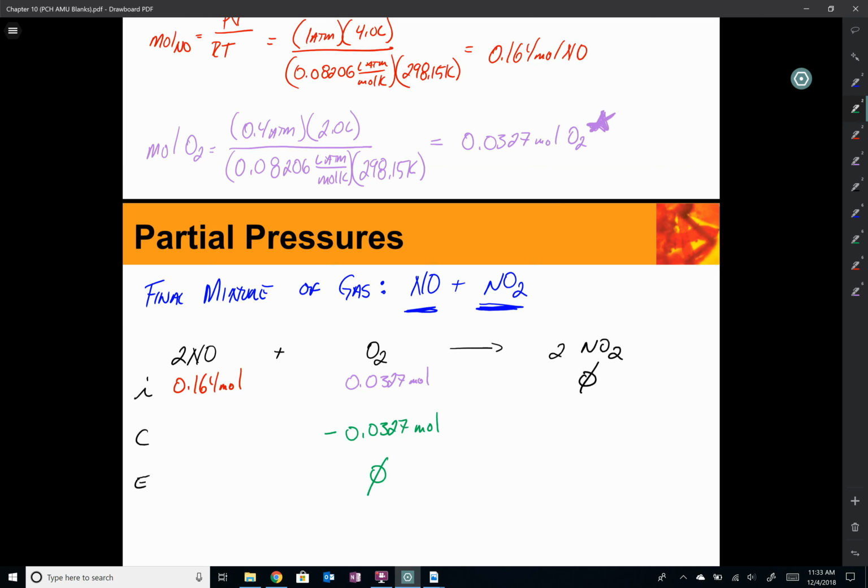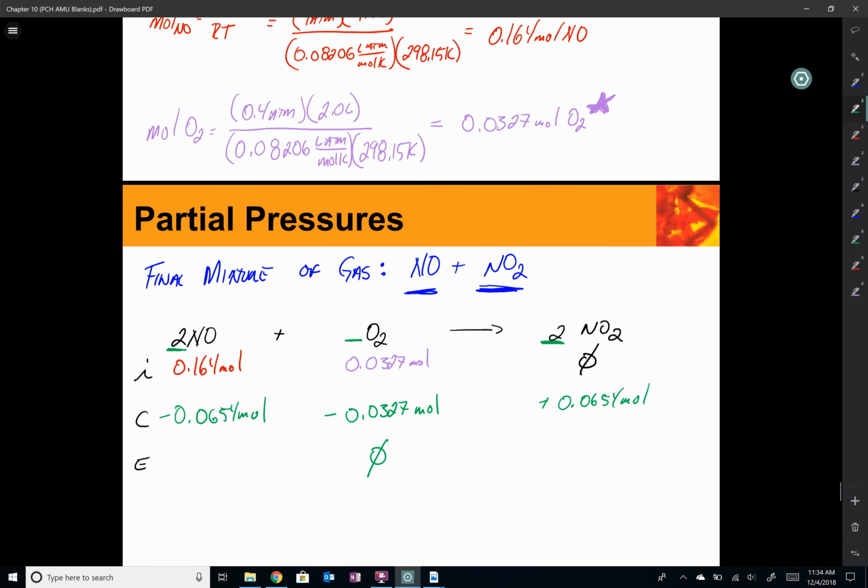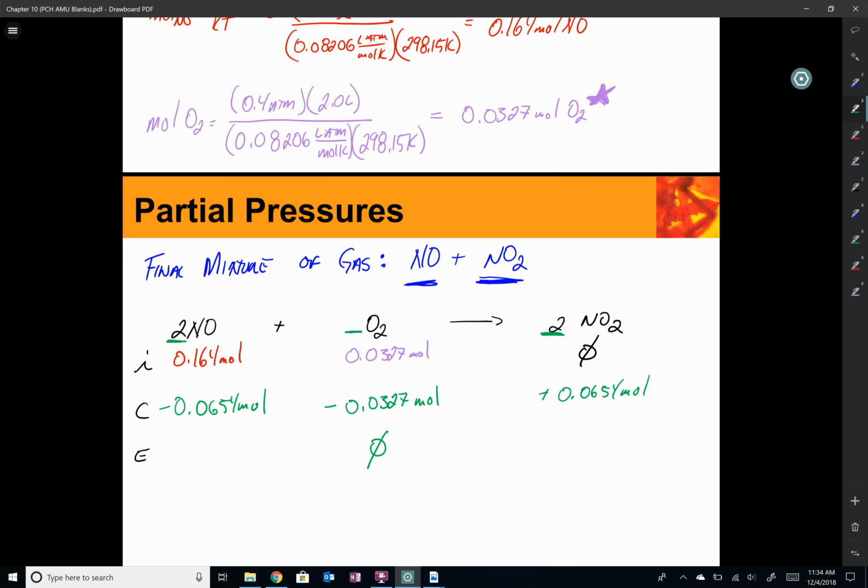Well, if I lose that many moles, I have to use up NO to do this reaction, and I consume that many moles of NO, right? How did I get that number? Stoichiometry, a 1 to 2 ratio. I consume all my oxygen, I consume some of my nitrogen monoxide, and I make some nitrogen dioxide.